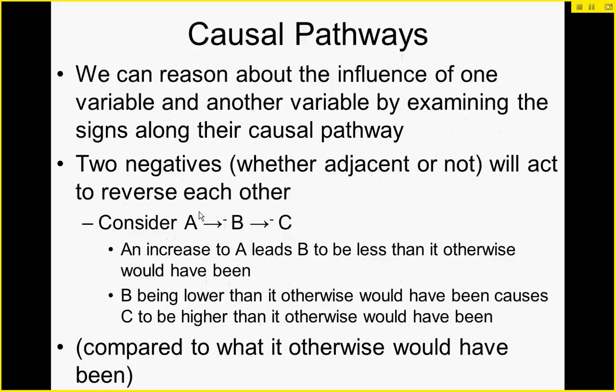So A to B, B to C. And the important point here is that if each of these subcomponents has a polarity associated with it, A to B, and then successively B to C, that induces an implied link in the relationship between A and C. So if by increasing A, it tends to do what to B compared to what otherwise would have been? Is B higher or lower? If it's a negative link, it's lower than it otherwise would have been. Okay.